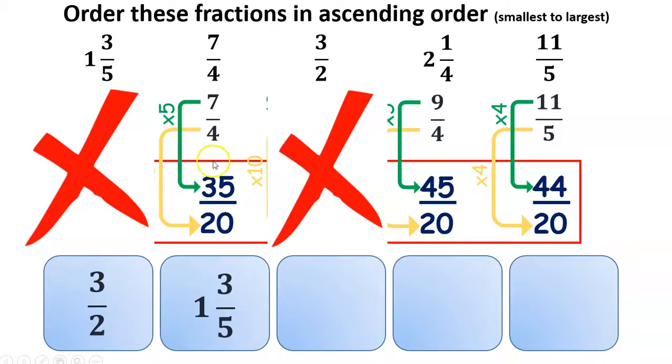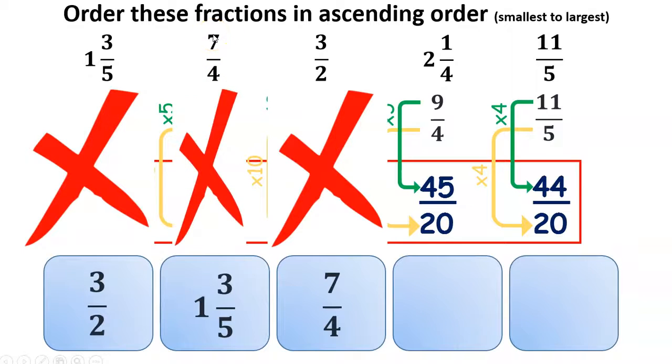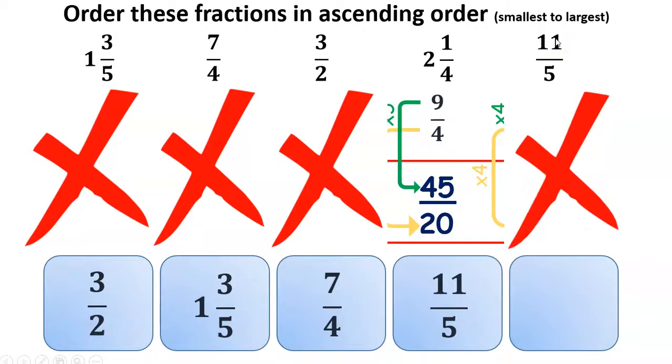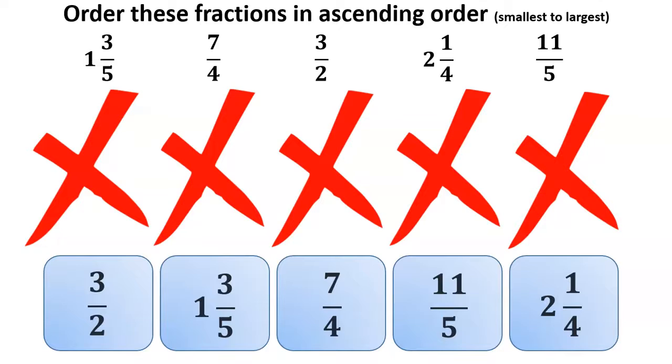I now look at my next smallest, which is 35 over 20. I'm going to write that as my original fraction in the most simplest form, 7/4. 44 over 20 is my next smallest, and I'm going to write it in its most simplest form, which is 11/5, or 11 over 5, and 2 1/4 is my next.